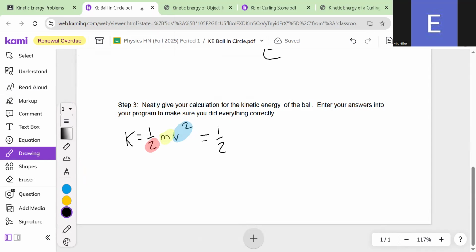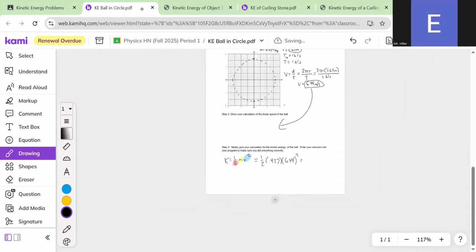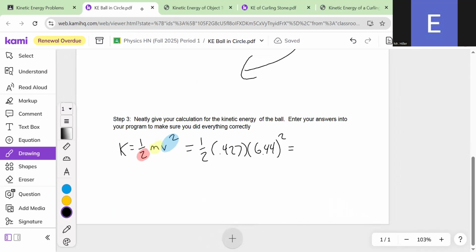So we're going to go 1/2 times your mass, 0.427 kilograms, times your speed, 6.44 meters per second, squared. So put in your information. I just put in mine. Go ahead and calculate your kinetic energy. I'll calculate mine.